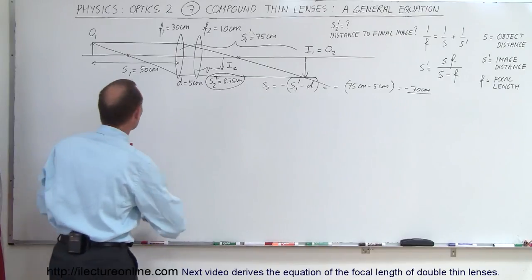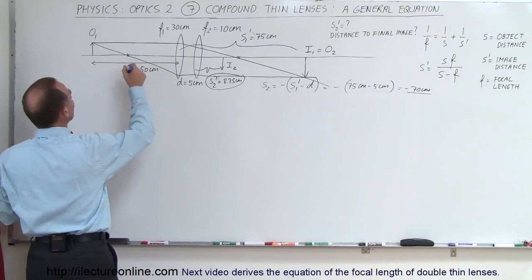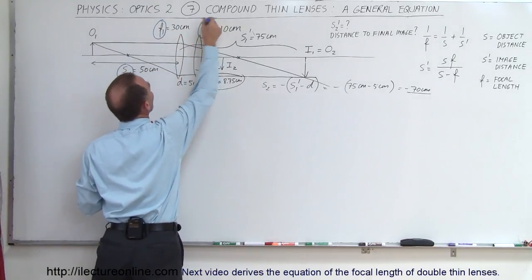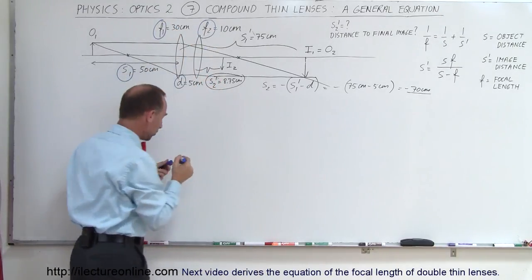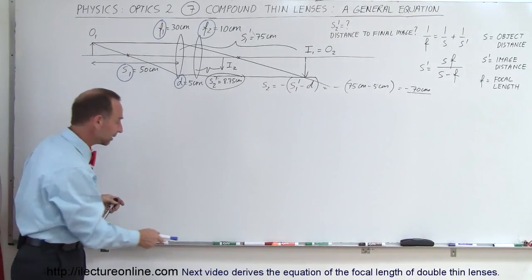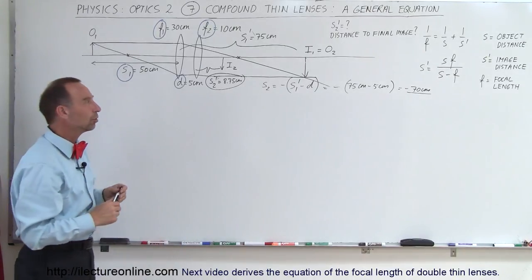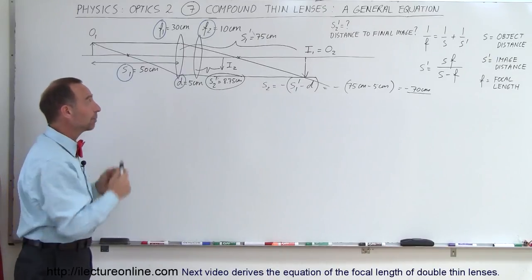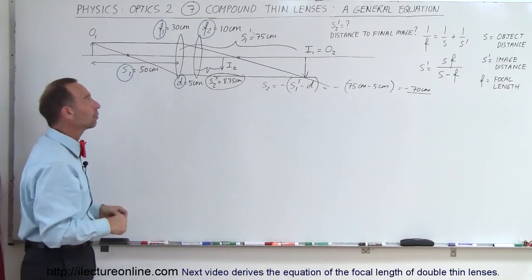So the only things we know when we go into the problem is we know the object distance, we know the focal length of the first lens, focal length of the second lens, we know the distance between the two lenses, and from that we should be able to calculate a general equation for the position of the final image based upon what we call a compound thin lens problem.